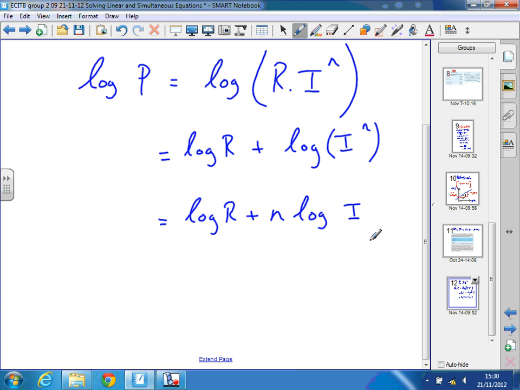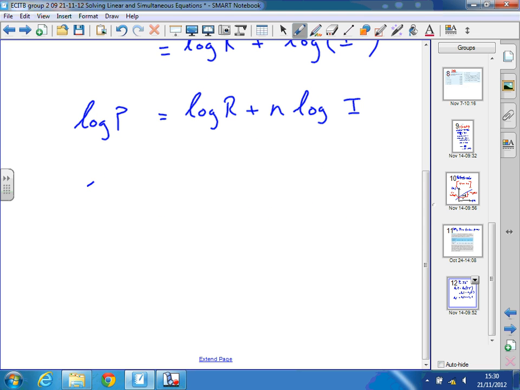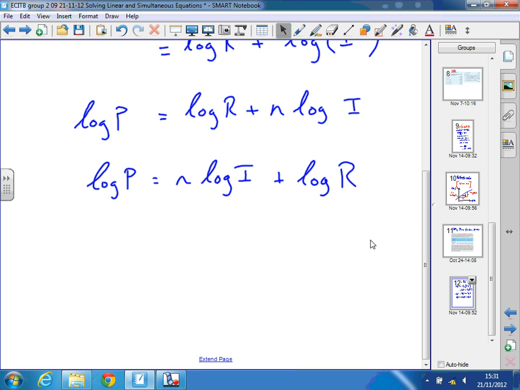So log p equals that. And then we wrote it round the other way. n log I plus log r. Just swap them round so that, if you remember, we could compare it with this.